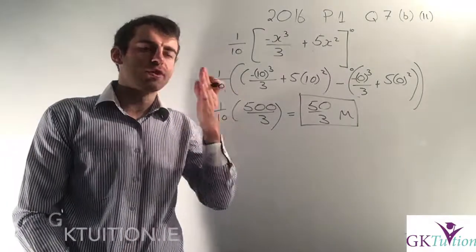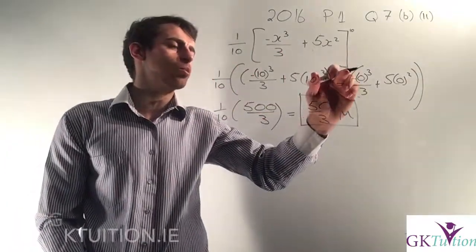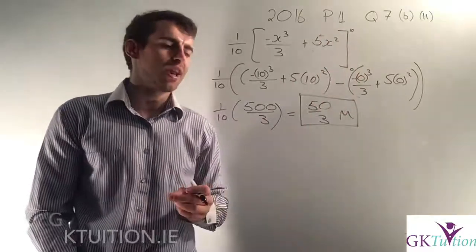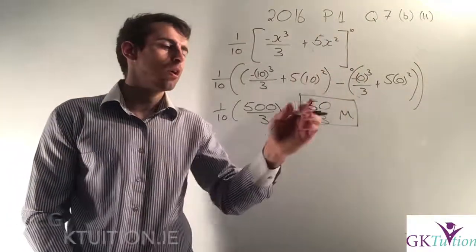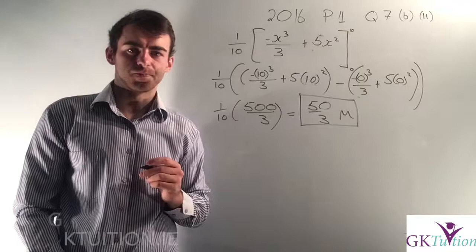So I know that over the distance between x is 0 and x equals 10, the average height of the ball was 50 over 3 meters.